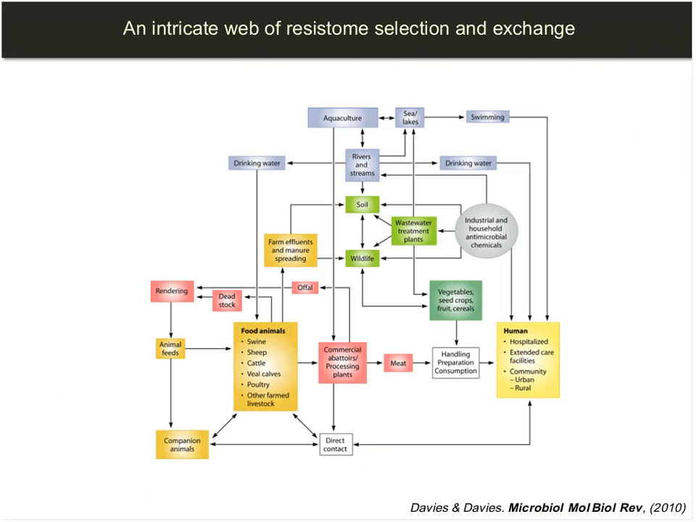because resistance selection and exchange is actually an intricate web. And what we'd really like to do, by increasing the throughput and quantitation behind these methods, is essentially on each one of these predicted interactions, put rate constants and probabilities to say, here are the areas that we really should be focusing on when we try to curb this increased transfer of antibiotic resistance.